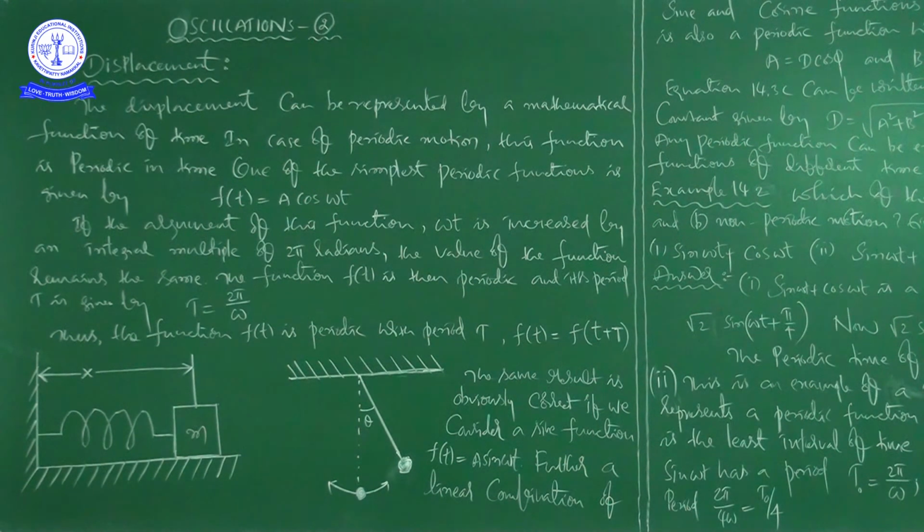Next, in the argument of this function, omega t, omega is the angular frequency and t is the time. If omega t is increased by an integral multiple of 2 pi radians, the value of the function remains the same. The function f of t is then periodic, and its time period is given by T equals 2 pi by omega.